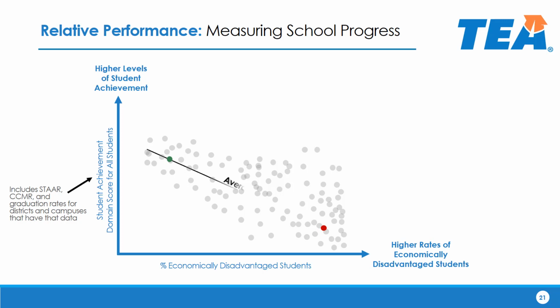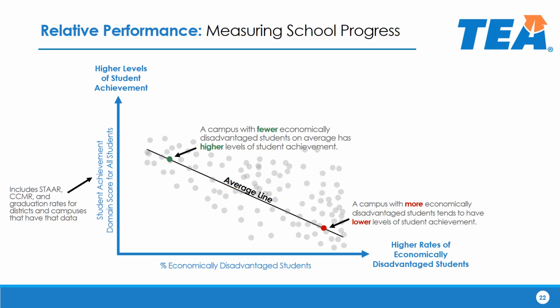If we draw a line of best fit, it turns out that each campus is precisely average for all elementary campuses in Texas. We know that generally, a campus with fewer economically disadvantaged students has higher levels of student achievement, and generally, a campus with more economically disadvantaged students tends to have lower levels of student achievement. But poverty is not necessarily destiny.